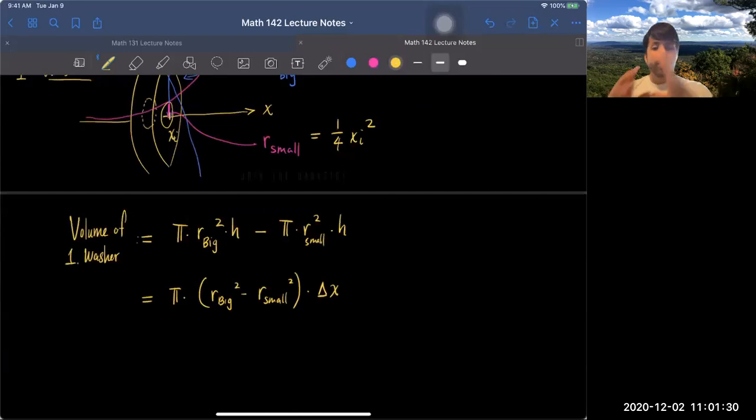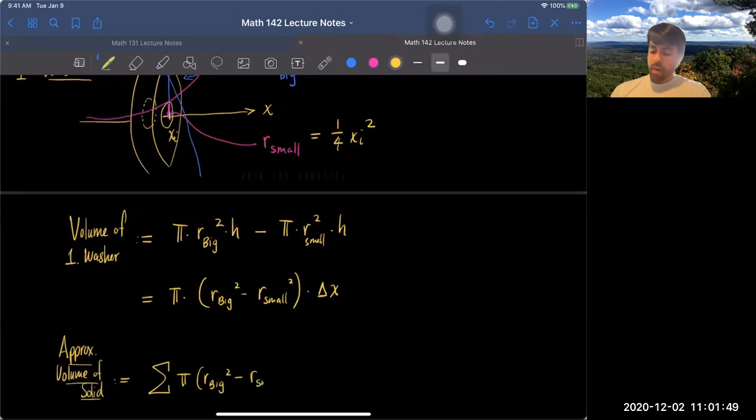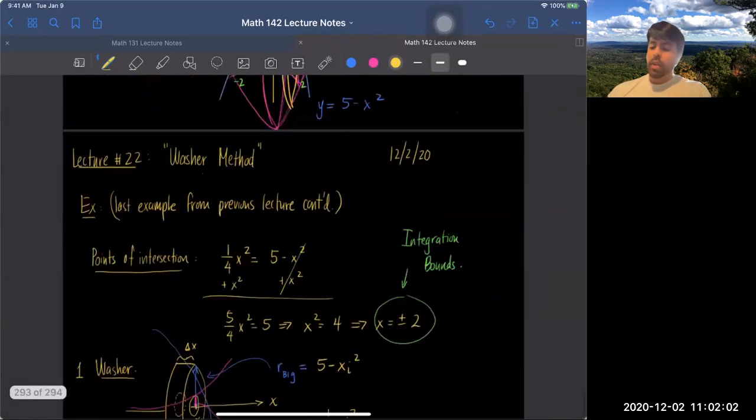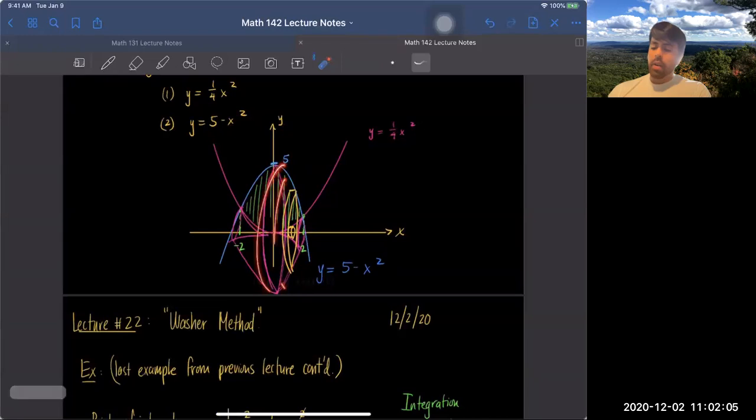If I want to approximate the volume of the entire solid, what would it be? It would be the summation of all these guys, wouldn't it? I'm doing this because I want you to see the connection between the Riemann sums that we talked about with integrals. I get not just one disk, I get a whole bunch of these washers and add them all up.